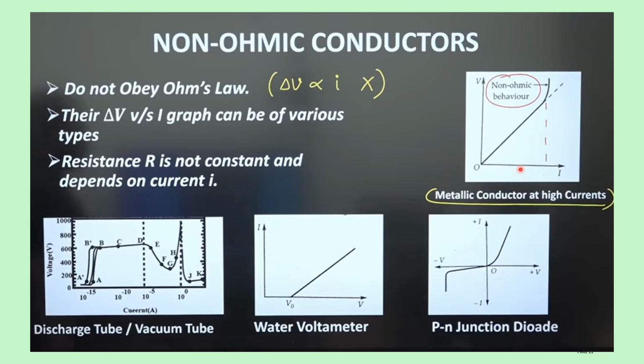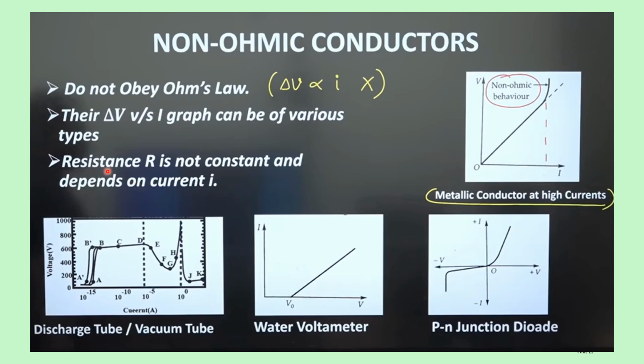Then next example, metallic conductor at high current. Metallic conductor at low current will behave as an ohmic conductor. Up to here you are getting a line passing through the origin, but when the current is increased to a very high current, at this point the curve starts bending. This part starts behaving in a non-ohmic manner. Here you have to remember, a metallic conductor at high current behaves in a non-ohmic manner, but a metallic conductor at low current behaves as an ohmic conductor. That point is very, very important. That one you have to remember.